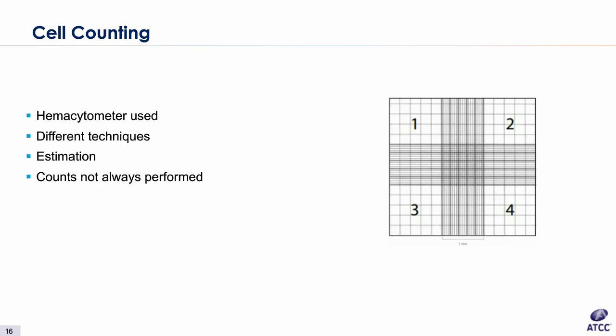And then finally, counts are not always performed, because in some cases, like where you have to add media to the frozen vial for initiation, as with some of the amoebas, for example, you aren't actually able to count. So we do it when we can, and we have other ways of reporting results, but it's not always done.